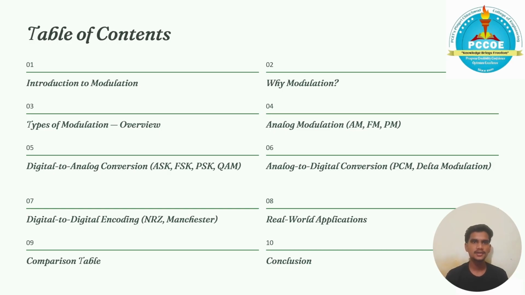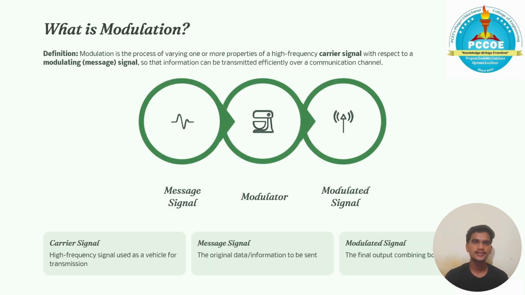We will start with what modulation is and why we need it. Then we will look at the different types: analog modulation, digital to analog conversion, analog to digital conversion, and digital to digital encoding. After that, I will show some real world applications, a comparison, and then wrap up with a conclusion. So, what exactly is modulation?